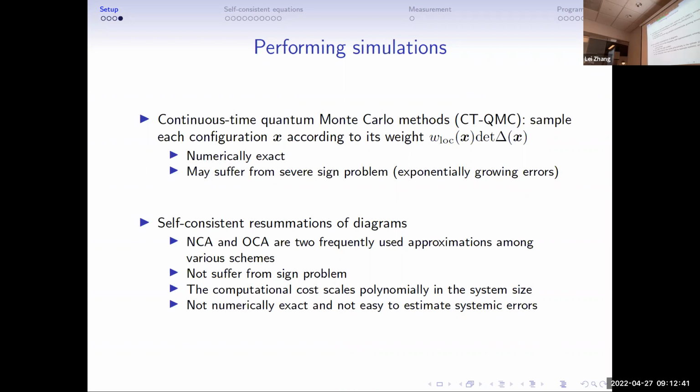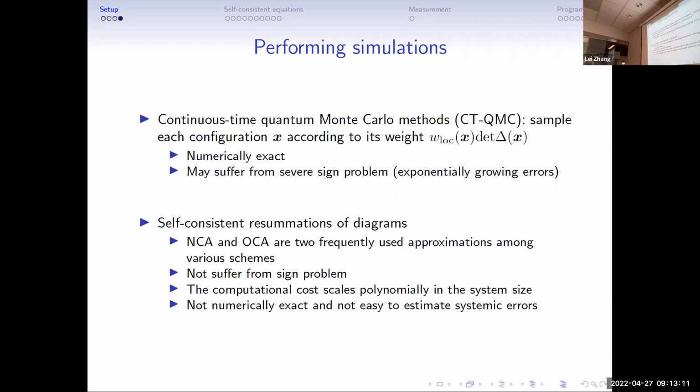The second method is called self-consistent resummation of diagrams in the literature. The NCA and OCA are 2 frequently used methods. The benefit of the second method is that it will not suffer from sign problem, because we only need to iterate 2 self-consistent equations. Another benefit is that the computational cost only scales polynomially in the system size.